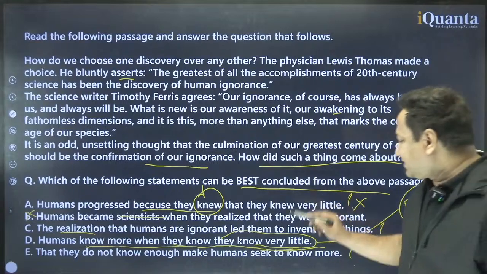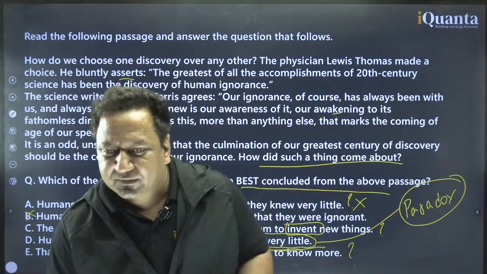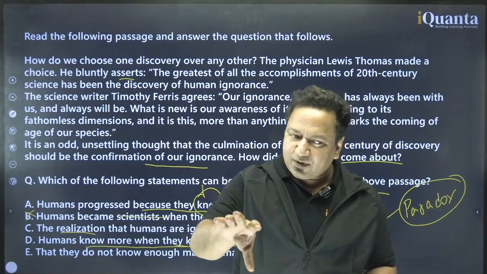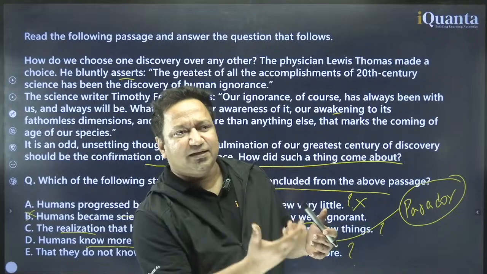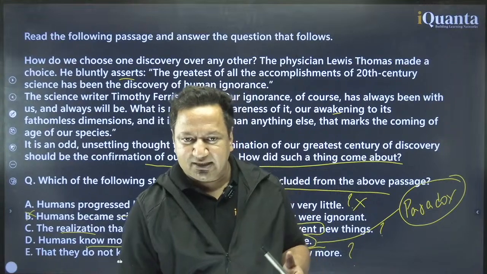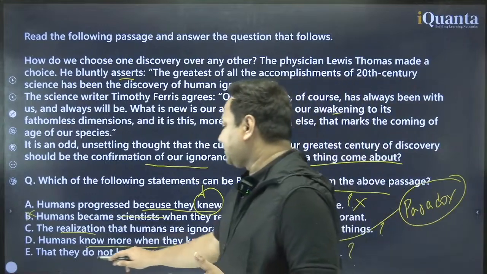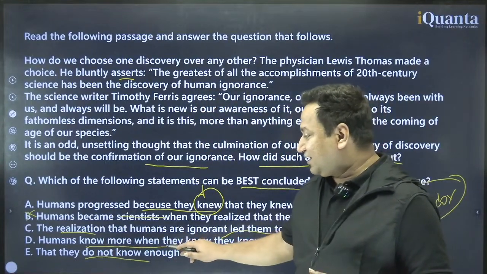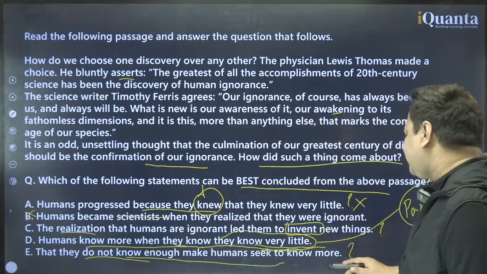Now, C talks about inventing new things. Invent is a word which talks about creating something new, something physical, or if not physical, something which has an empirical nature, which can be verified. Is that right? While E says that they do not know enough, make humans seek to know more. All right. Here it is not said like in D that they knew that they don't know. It says if you do not know enough, it will make humans seek to know more.